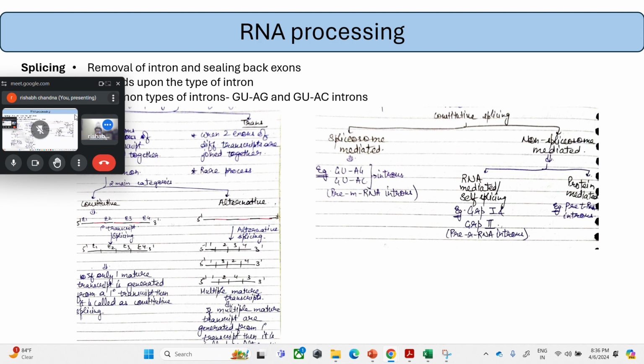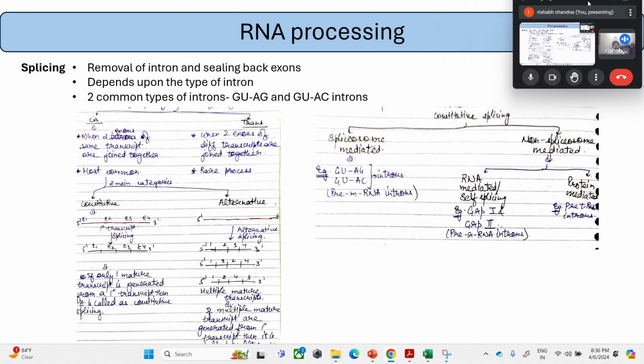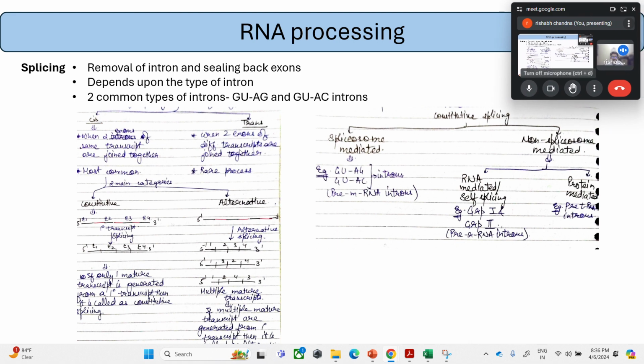So starting with the splicing reaction. Splicing is basically the removal of introns and sealing back the exons together to form a chain. Now it depends upon the intron type. The most common kinds are GUAG introns, and then we have GUAC introns.